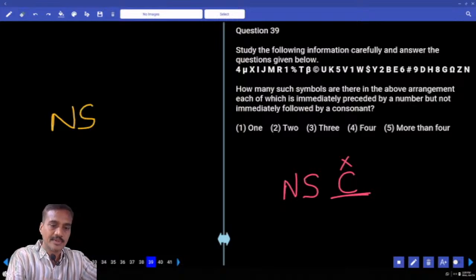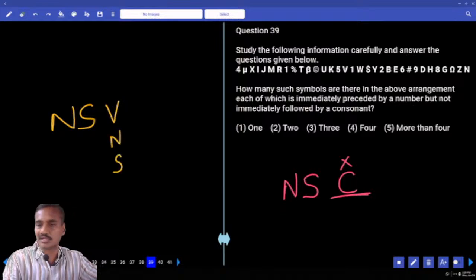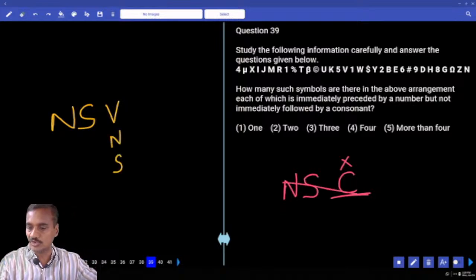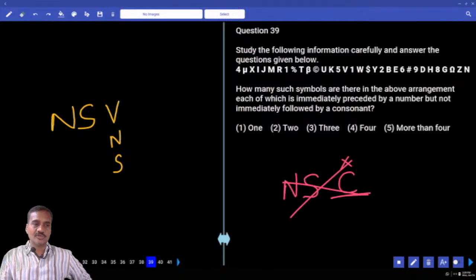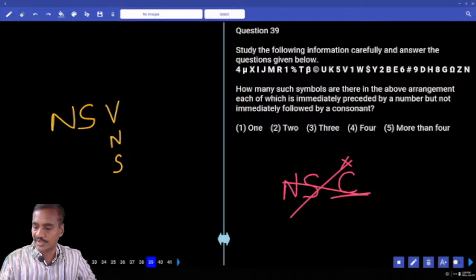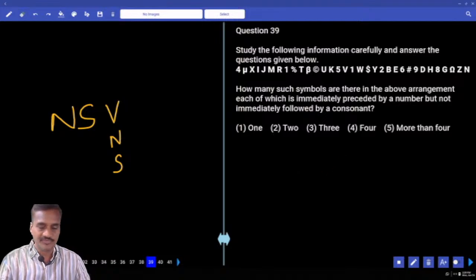Vowel. You can have a vowel or number or a symbol. Clear? Need not necessarily be only vowel itself. If it is a letter, vowel. If it is not a letter, you can have a number or a symbol. Then number to start, number. If you start here, number. Can you take this number here?